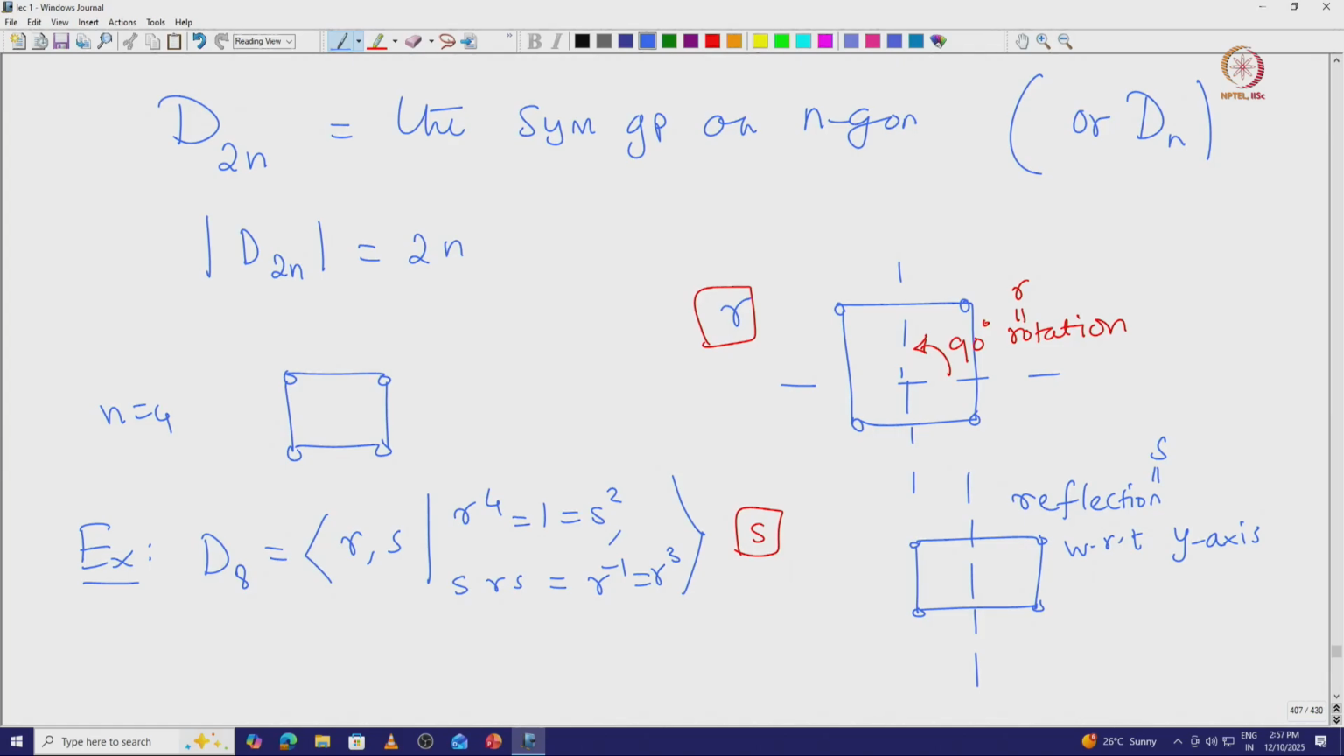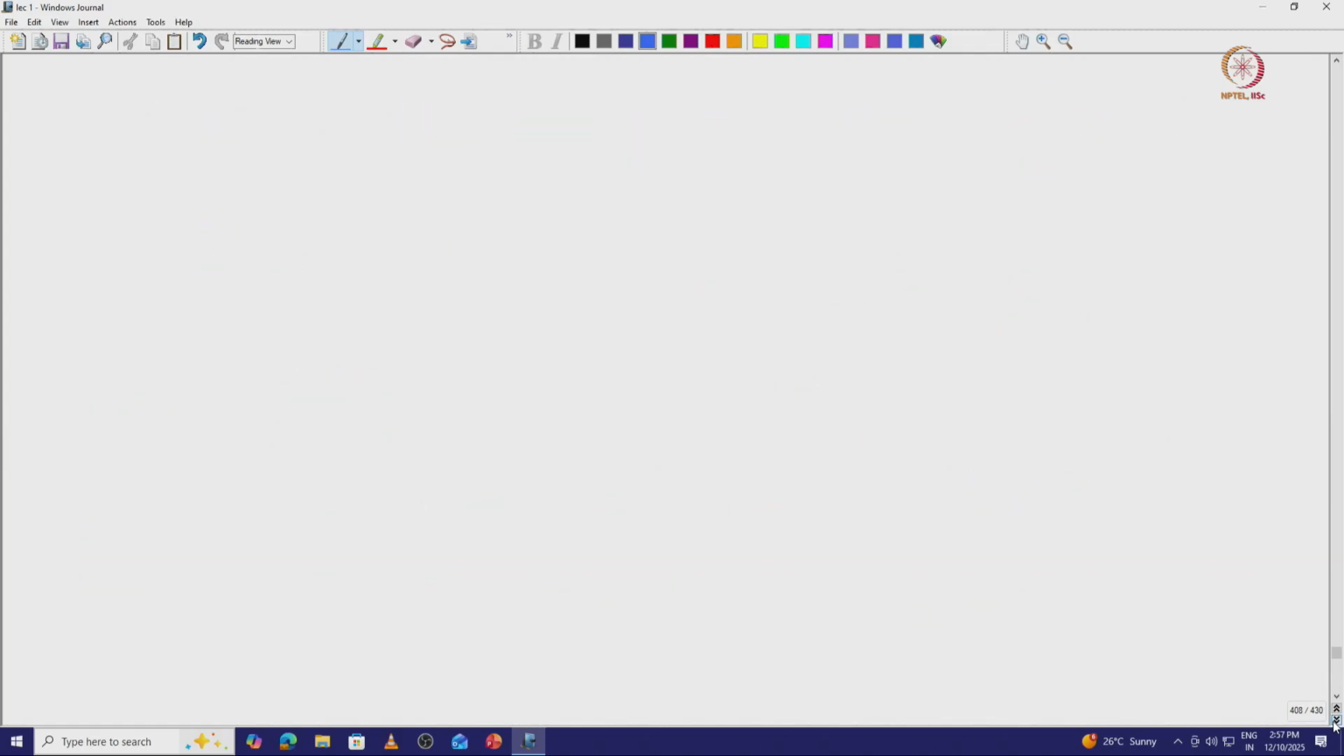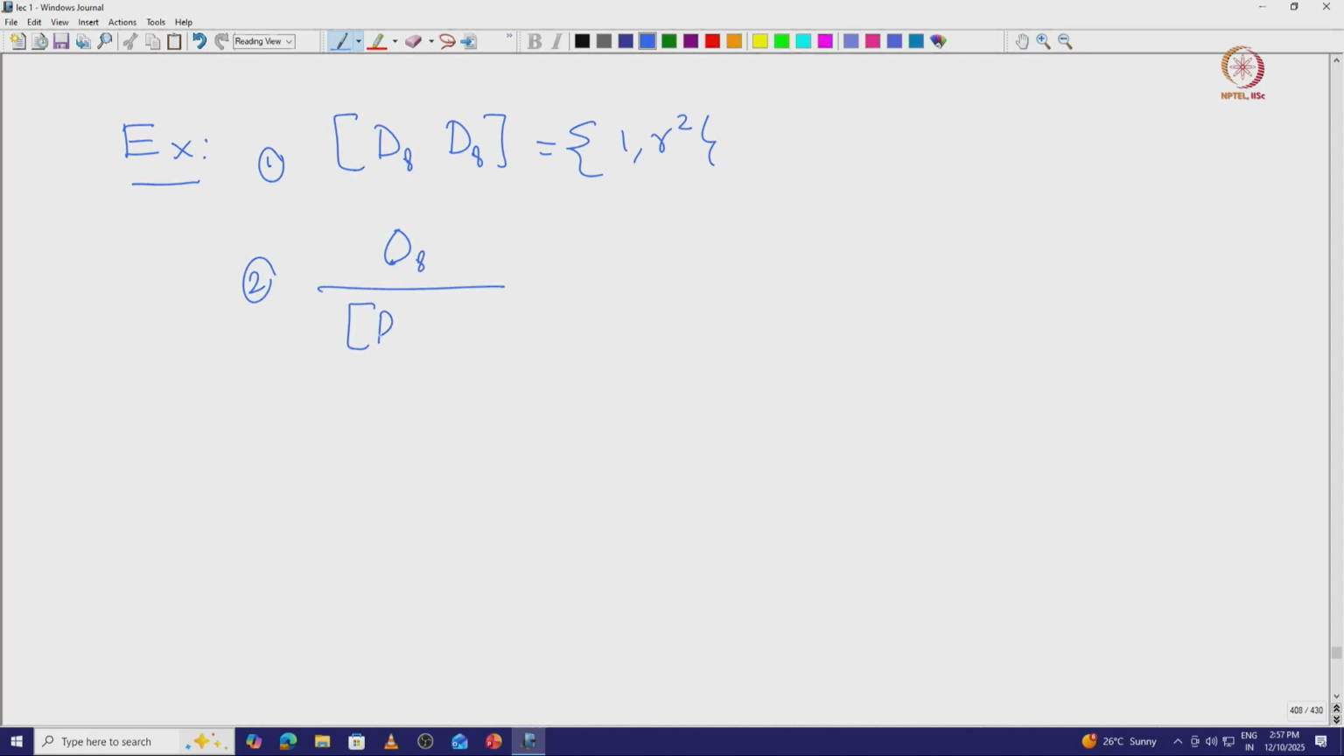Now, using this one can conclude the following. Again, I will leave it as an exercise. The center, or the derived commutator subgroup of D8, is given by this group which has order 2, generated by R square. When you go modulo this commutator, you can actually see that this is indeed isomorphic to Z modulo 2Z cross Z modulo 2Z.